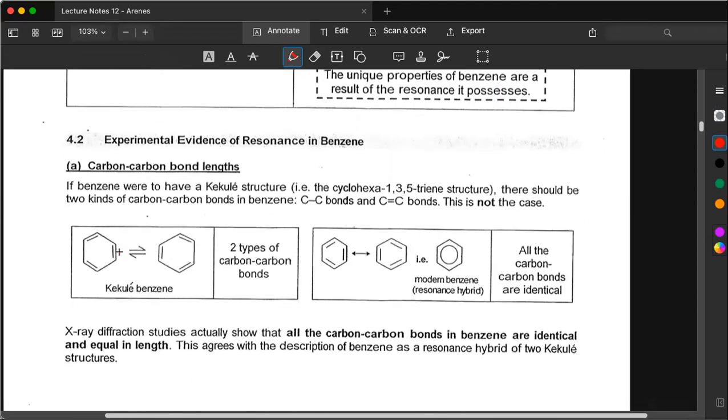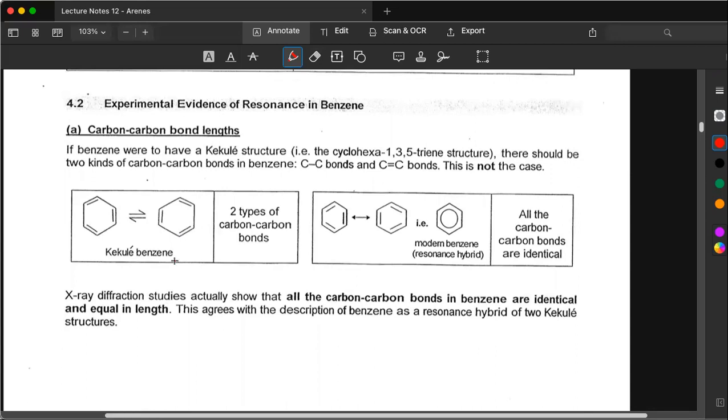If benzene were to have a Kekulé structure, then there should be 2 kinds of carbon bonds in benzene, C-C and C=C double bond, but this is not the case. X-ray diffraction studies show that all the carbon-carbon bonds in benzene are actually identical and equal in length, which agrees with the description of benzene as a resonance hybrid of 2 Kekulé structures. So the electrons are actually delocalized and shifting all the time.